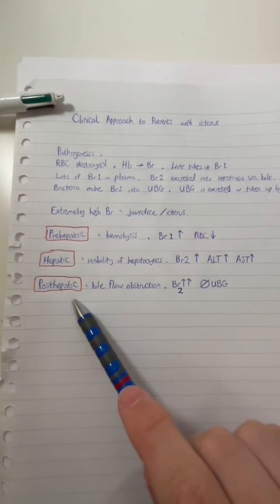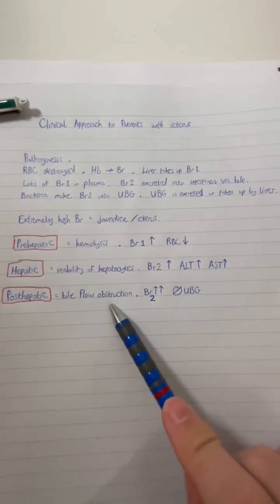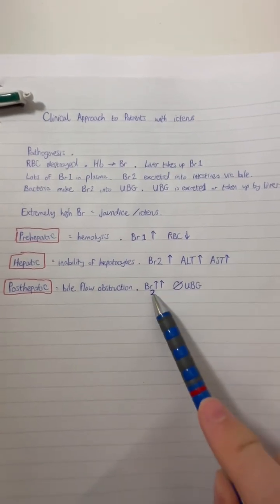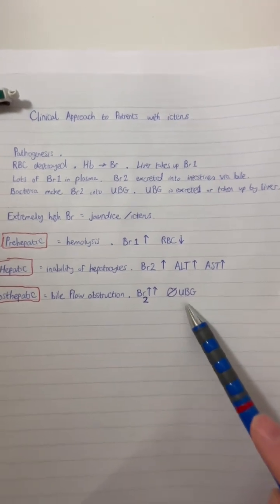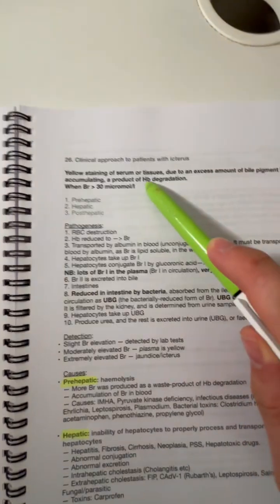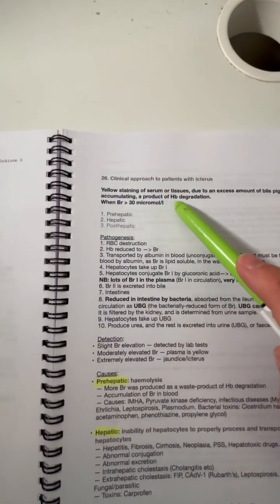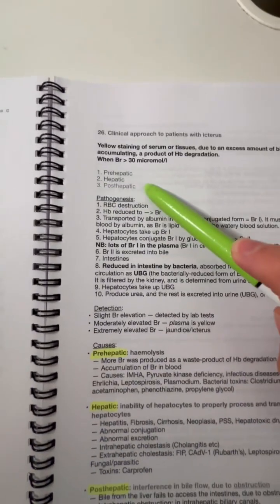In posthepatic icterus, this is due to a bile flow obstruction, and we can see a great increase in bilirubin 2 and no urobilinogen. So icterus is the yellow staining of serum or tissues due to an excess amount of bilirubin accumulation due to hemoglobin degradation. It can be prehepatic, hepatic, or posthepatic.